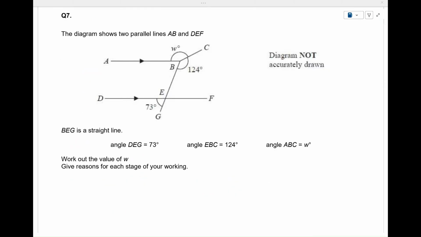Question 7. I've got 2 parallel lines, so I'm instantly thinking about alternate angles, corresponding angles, things like that. I'm given some information, and each of these pieces of information is written on the diagram. Work out the value of w. Give reasons for each stage of your working.